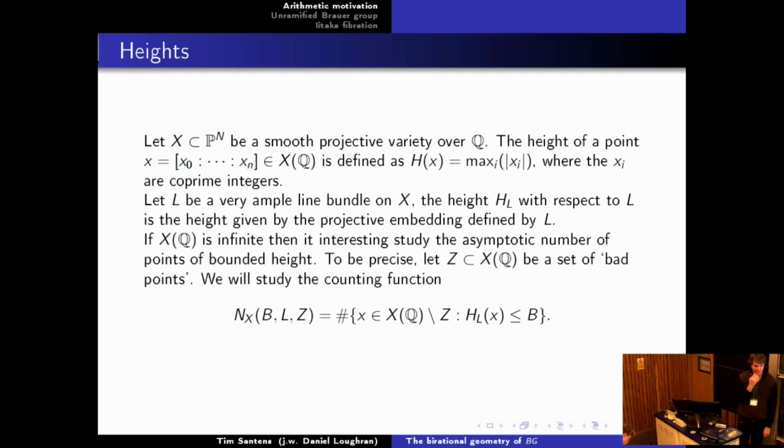And how do you study the distribution? We look at the number of points of bounded height. For various reasons you sometimes have to remove some set Z of bad points. After removing the set, you study the counting function N(B, L, Z). It depends on a real parameter B, on the line bundle L, and also on the bad set Z. This is the number of rational points in the complement of Z whose height is bounded by B.